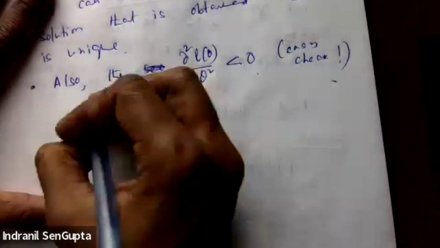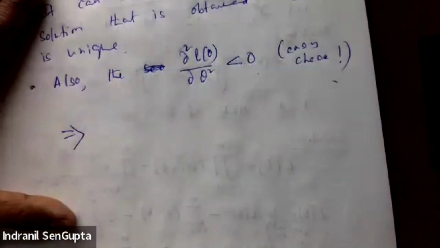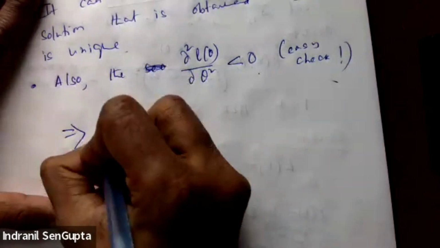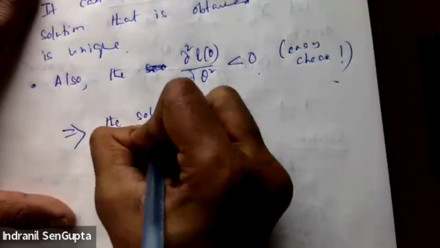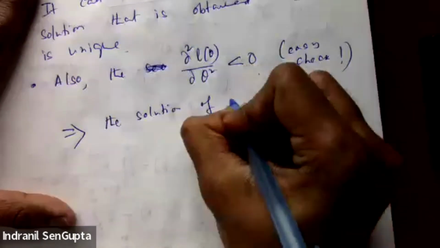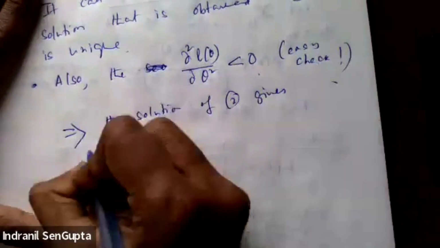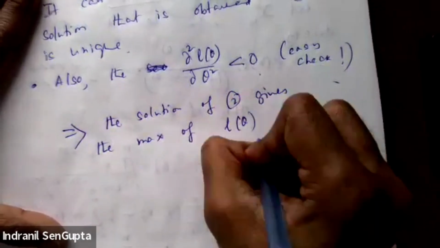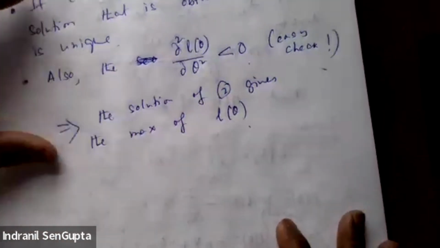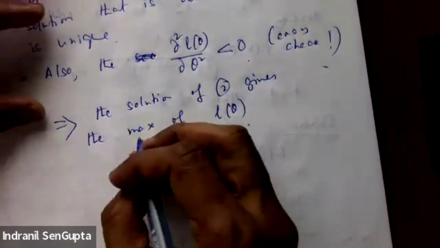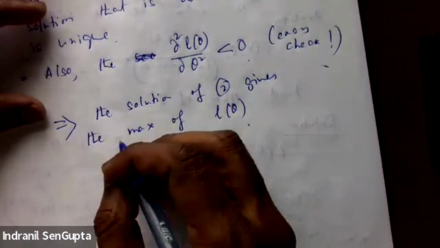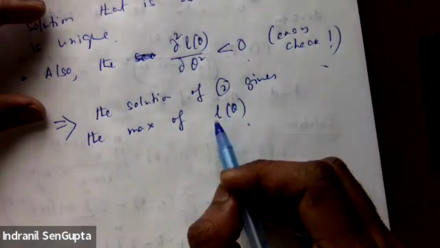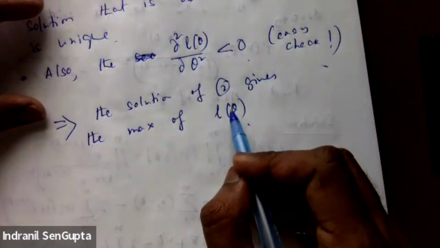Okay. That means the solution of 2 gives the maximum of L theta. So that means that is the maximum likelihood estimator. Okay, so hence we found the MLE for theta based on this method.